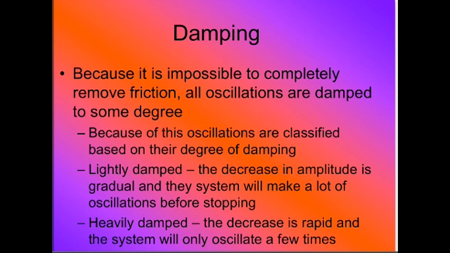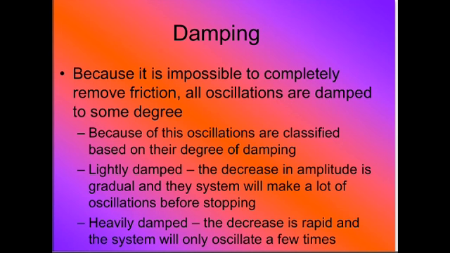And so, as we said, we talk in ideal situations a lot of times, but because it's impossible to get rid of all friction, in reality all oscillations are to some extent damped. And so what we do is we classify them based on the degree of damping. We can have something that's lightly damped, and this is something like your normal pendulum oscillating back and forth, very slowly, very gradually decreasing in amplitude. It's going to make a lot of oscillations before it eventually comes to a complete stop.